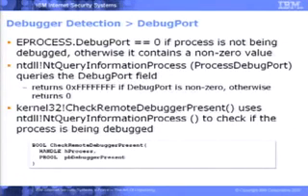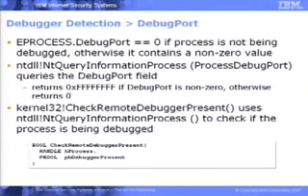So, another debugger detection technique is via the debug port of the EPROCESS kernel structure. Basically, if the process is not being debugged, the debug port will contain 0. Otherwise, it will contain a non-zero value.